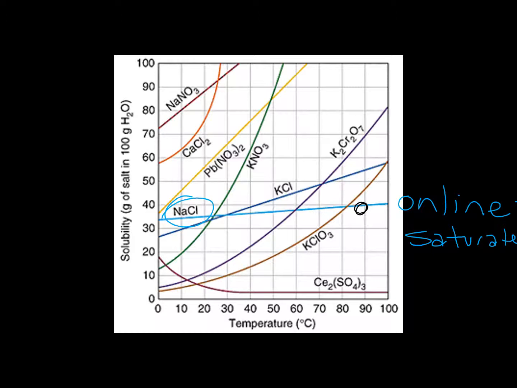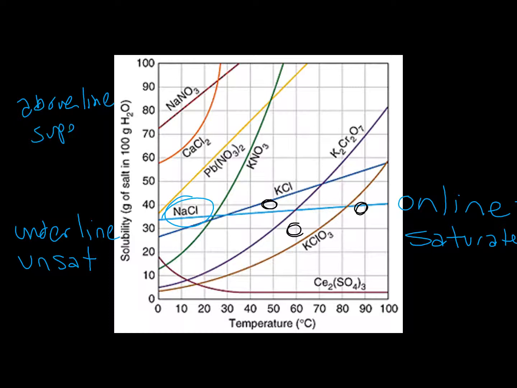Let's say that we looked at this point down here. If the point is under the line, then the solution is unsaturated. Under and unsaturated go together. If we were to look at something like this point up here, that would be the point being above the line, which would mean that it is supersaturated.